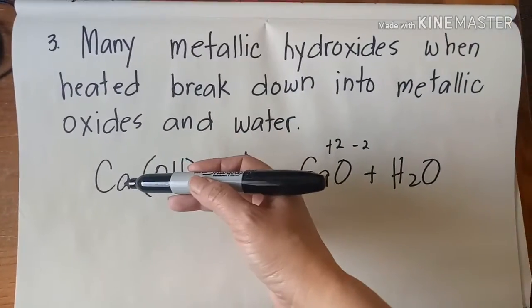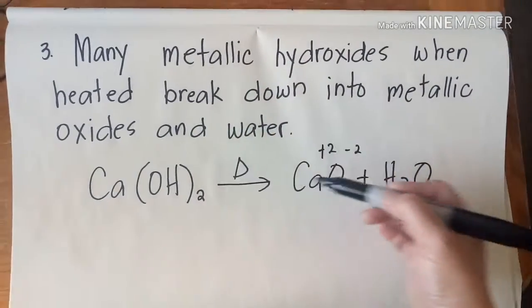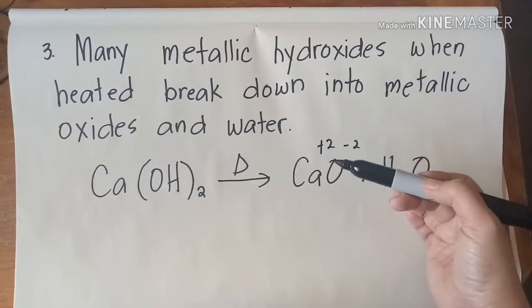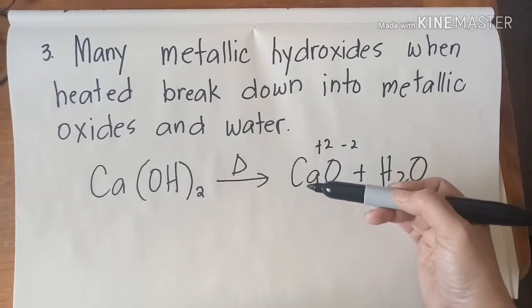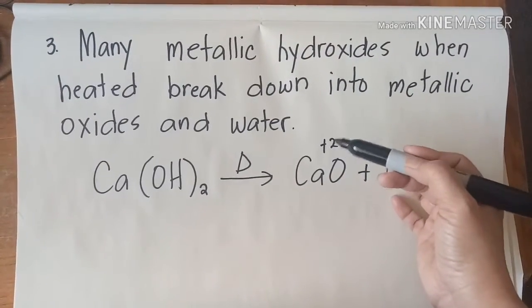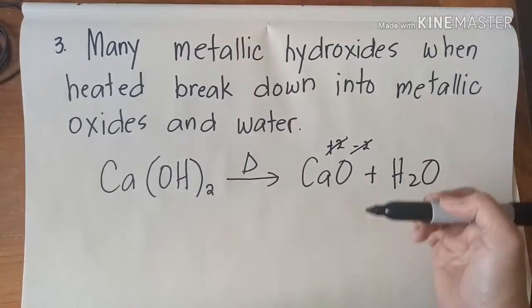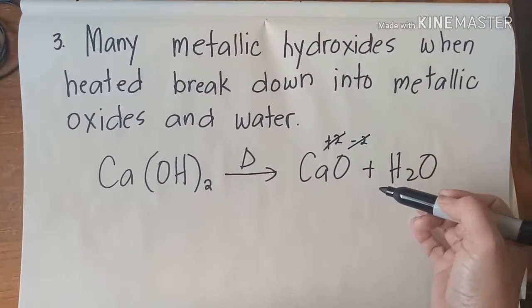We get the metal again from the reactant, and that is Ca. And then oxide is for the oxygen. So to predict the formula of the metallic oxide, we will use the oxidation number of calcium, which is +2. And then oxygen is -2. So we cancel out. And then we have the formula CaO.